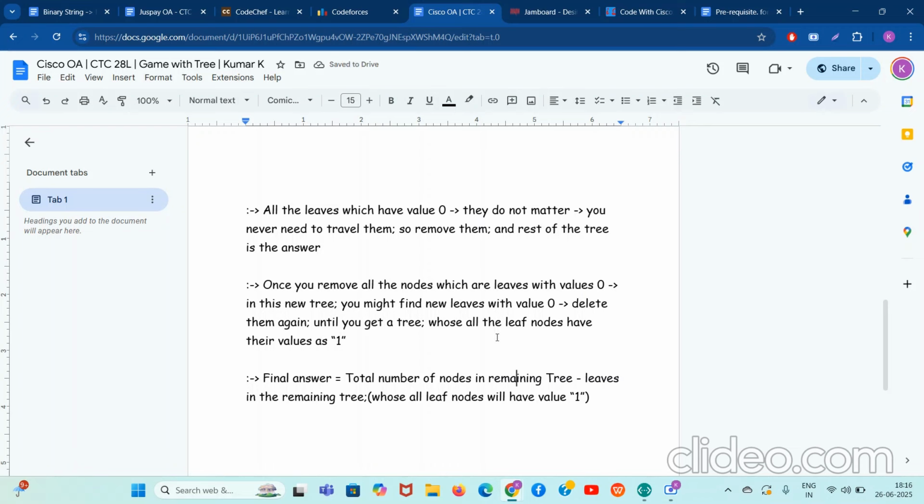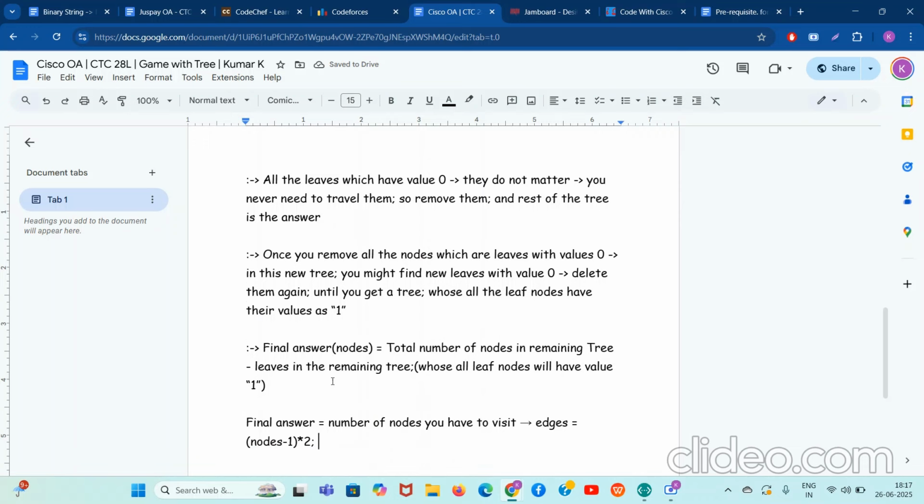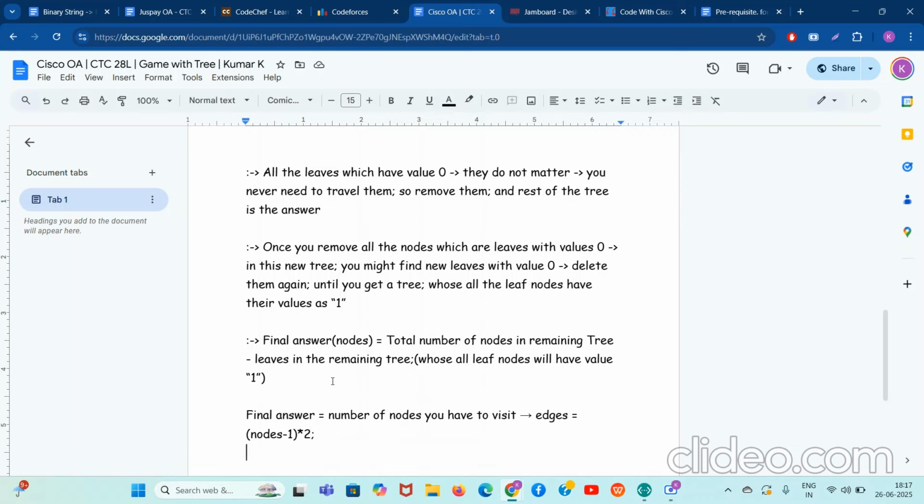Final answer. So this is the total number of nodes you have to visit. So edges which you need to visit will be nodes minus 1, multiplied by 2. Whatever the final answer is, the minimum number of nodes you need to visit, if you know that these many nodes you have to visit, then just do (nodes minus 1) times 2. That is the total number of edges you need to visit in your path. So you have solved this problem.